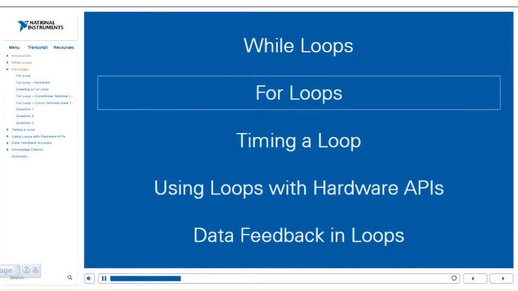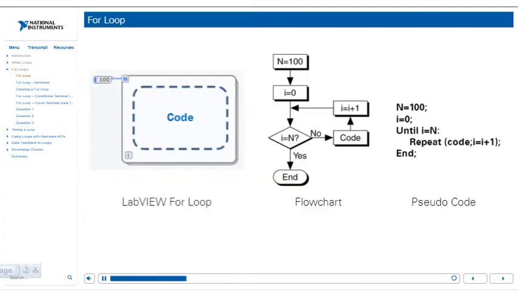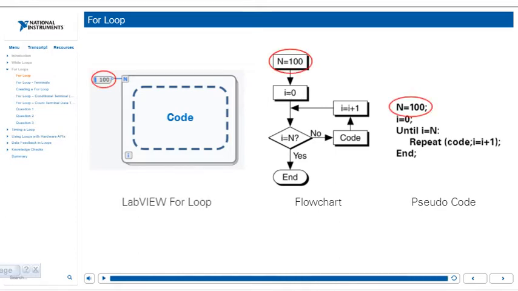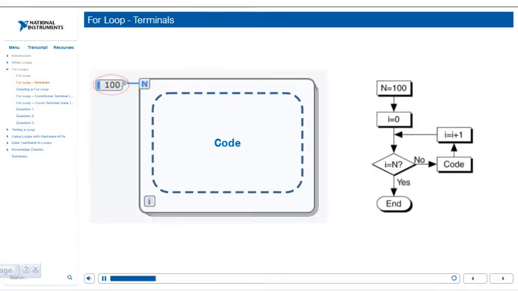In this section, we will learn how to repeatedly execute code a set number of times using a for loop. A for loop executes code a set number of times. In this example, the for loop executes the code 100 times. The value in the n input terminal specifies how many times to repeat the code in the for loop. The iteration terminal outputs the number of the current loop iteration. The first iteration starts at 0.